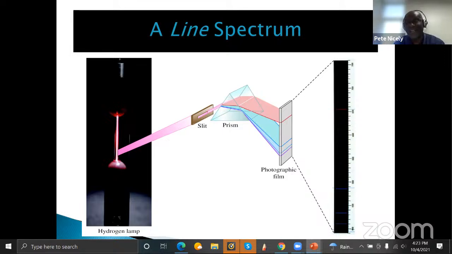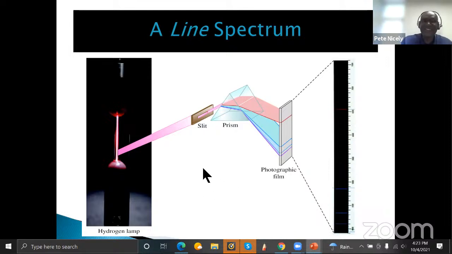Now, the line spectrum will look like what you see here on the right side of the screen. It might be a bit challenging for you to see the actual lines, but there's one line here which looks like it's purple, and then there's another line here which looks like it's blue, and then there's another line here which looks like a darker blue color, and then there is another line here which is very faint, which looks like a red color. So those are the lines that you'll observe in the case of hydrogen.